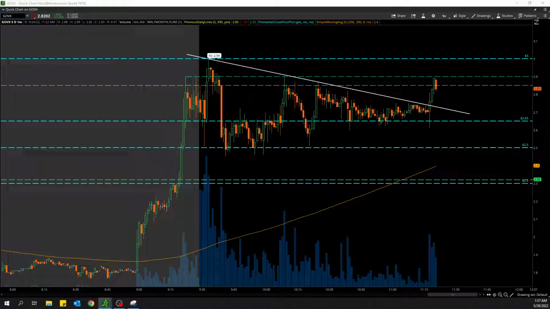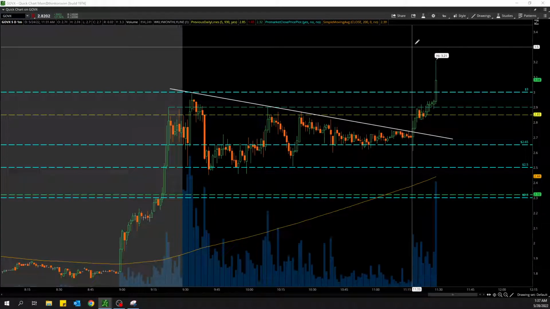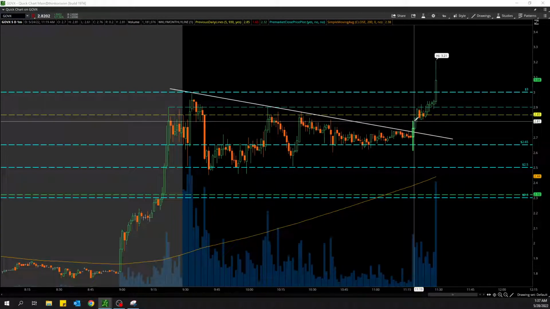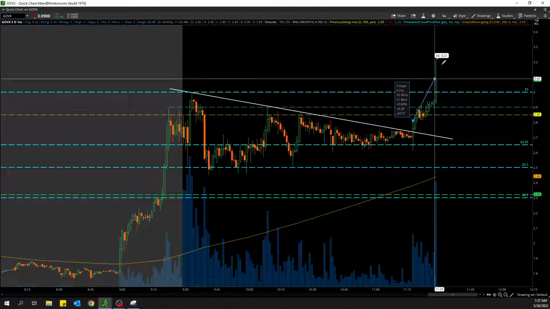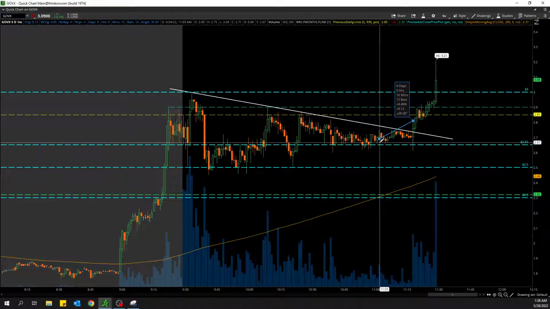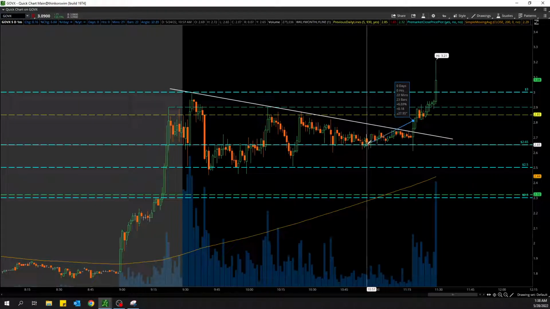Now let's just move past to 11:31. And as you can see, it went up 40 cents. So whenever you're looking at a trade and you're looking at a potential play, that's what you're kind of looking for, is to see how that stock reacts.